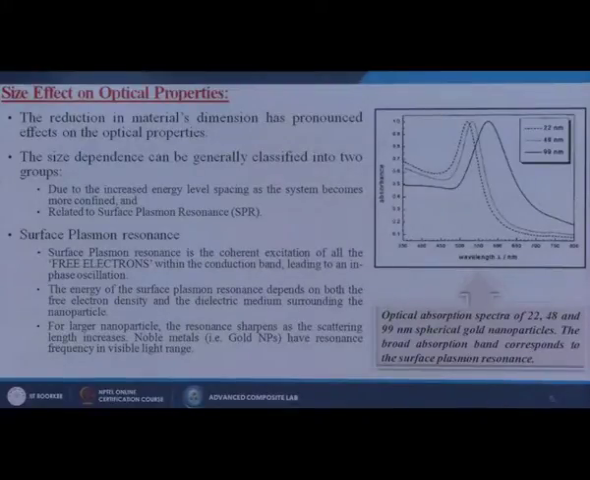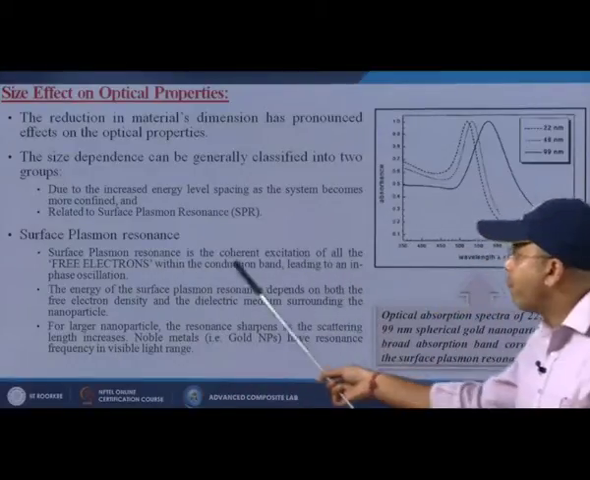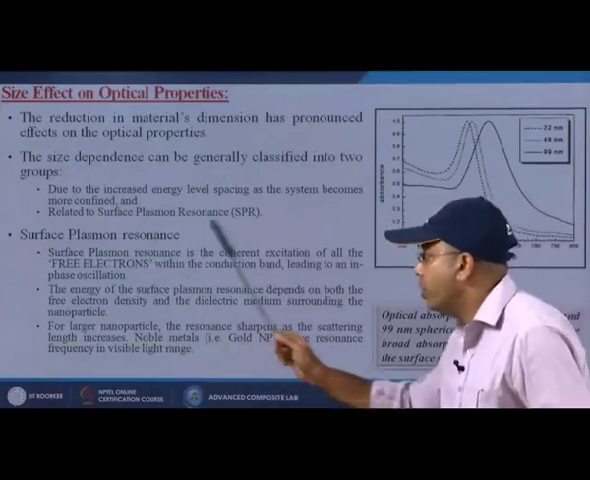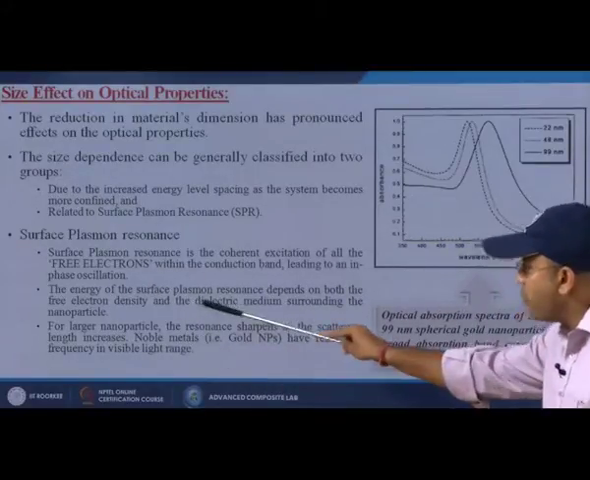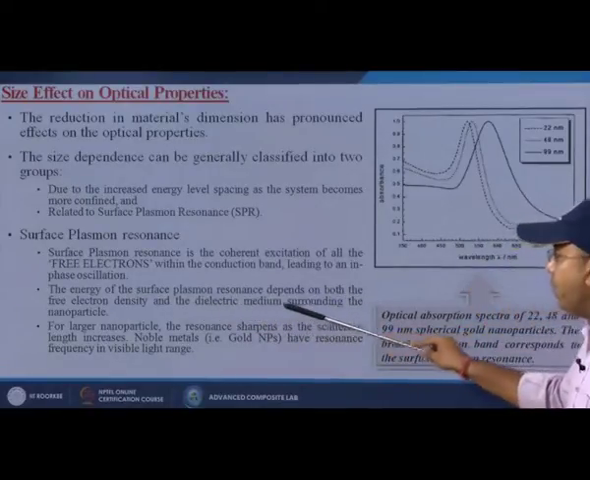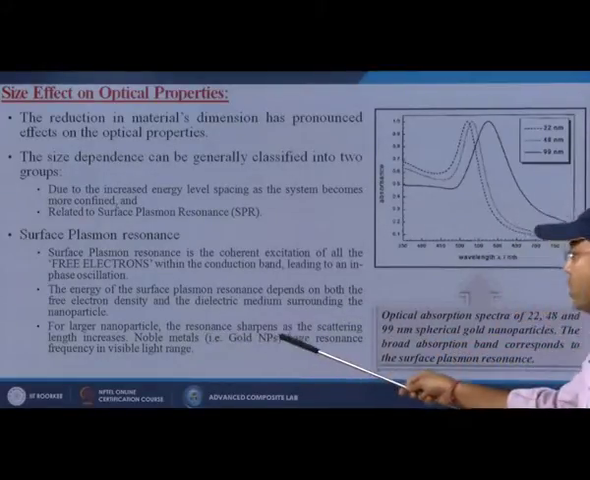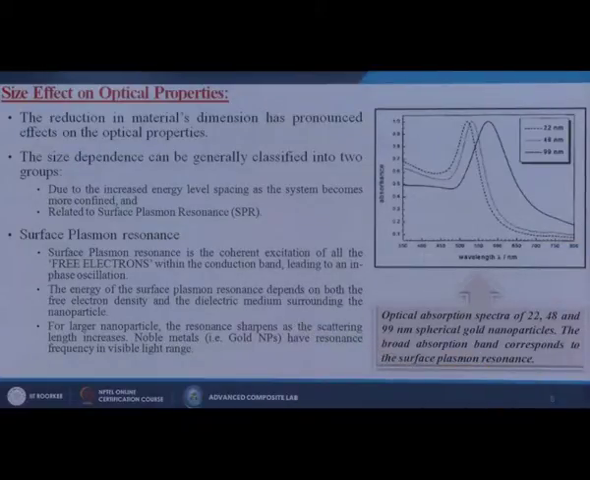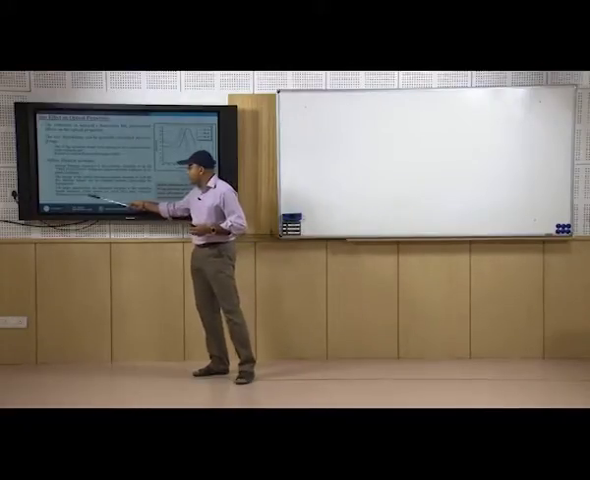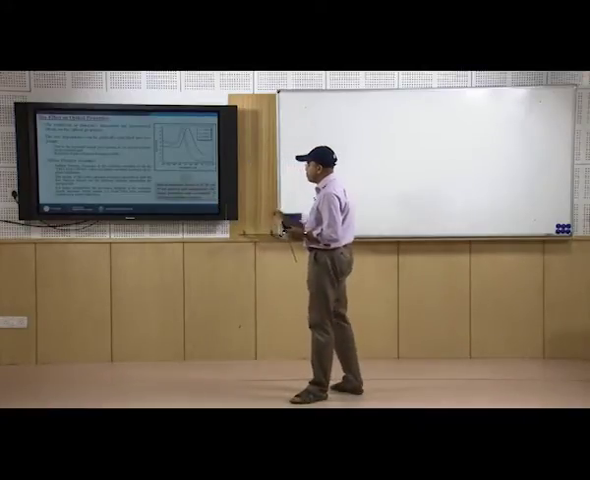So, what is the surface plasmon resonance? It is nothing but the coherent excitation of all the free electrons within the conduction band leading to in-phase oscillations. The energy of the surface plasmon resonance depends on both the free electron density and the dielectric medium surrounding the nanoparticle. For larger nanoparticles, the resonance sharpens as the scattering length increases. Noble metals like gold nanoparticles have resonance frequency in the visible light range. So, this is known as the surface plasmon resonance.